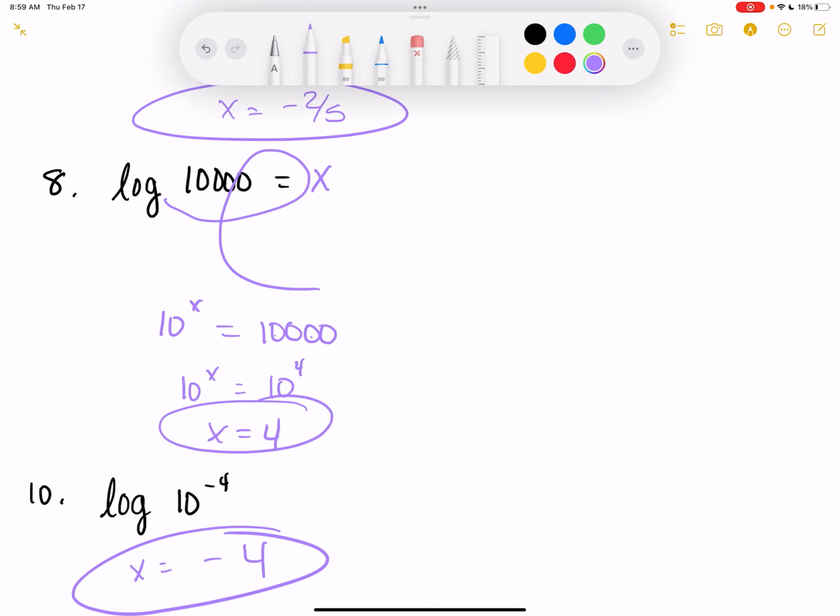Okay, everybody sees how we got this one without doing the E. It was a log base 10 of 10, which means it's whatever the power is equal to.